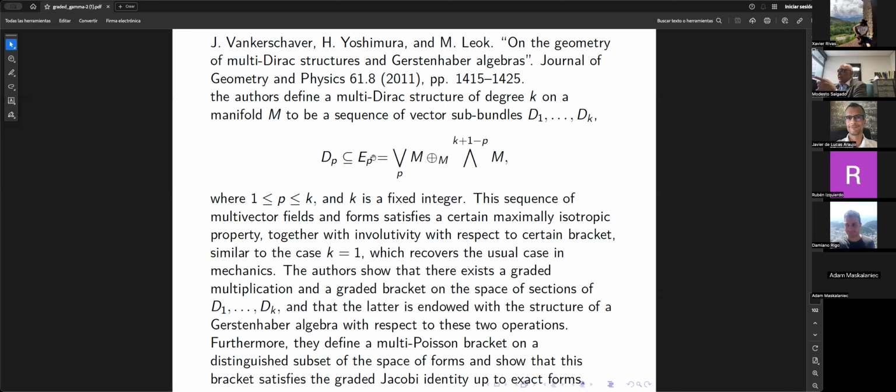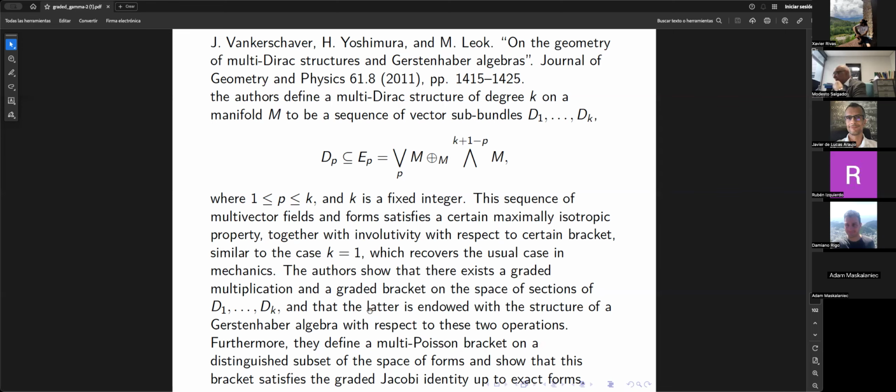The P is a vector subbundle of this EP and satisfying some properties similar to the Dirac structures. For K equal to 1, we have the usual Dirac structures.